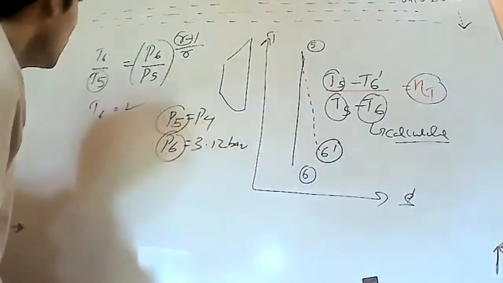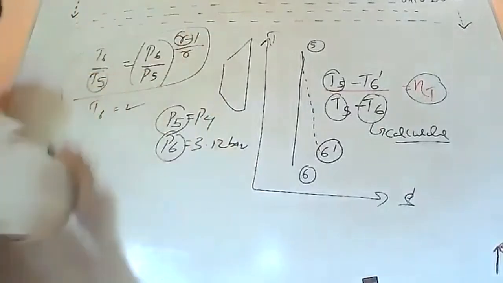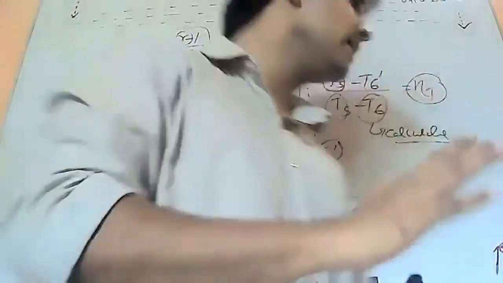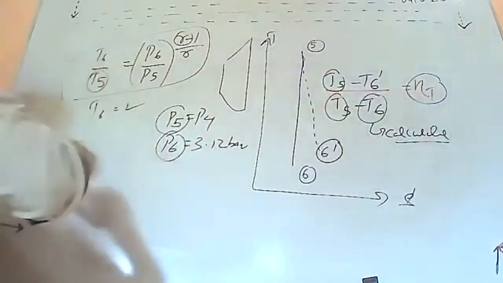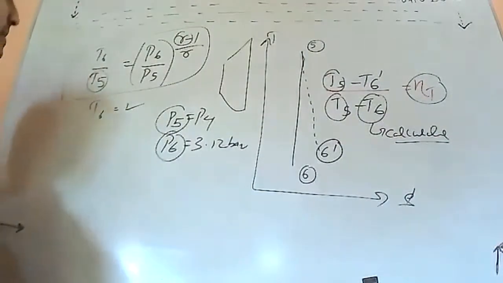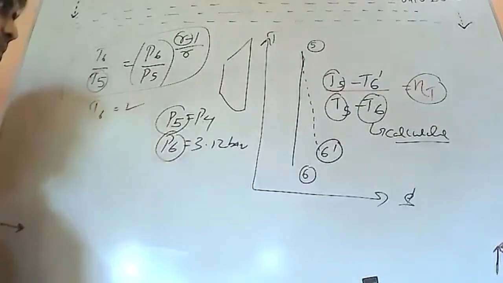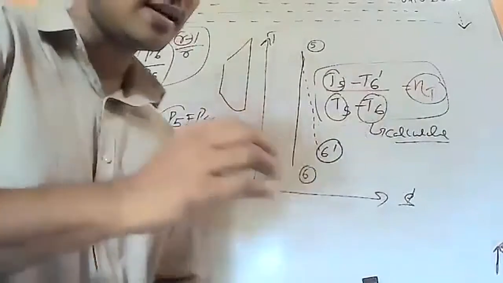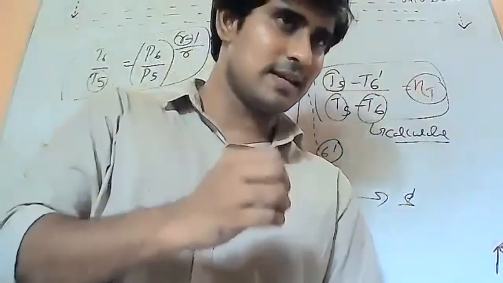Okay, so from these equations you can only find the ideal values. So you can find what is T6, right? Then from this relationship, you can find T6 dash, that means the real case temperature.